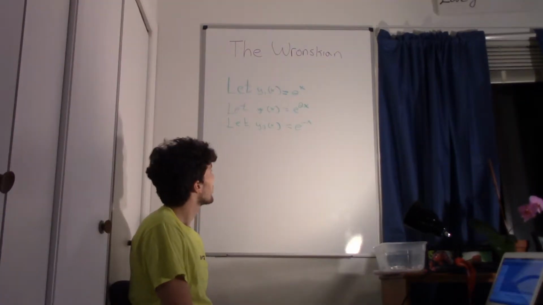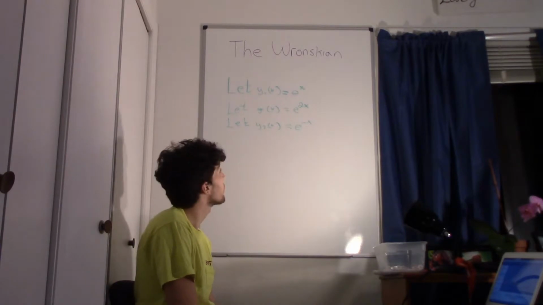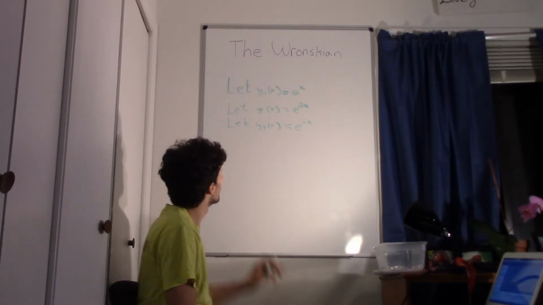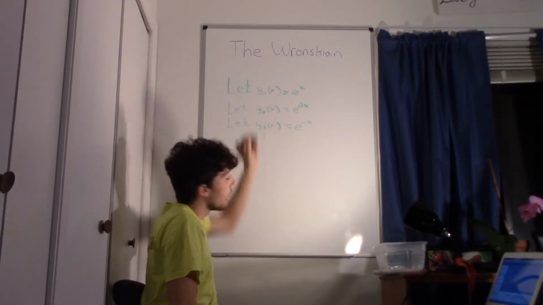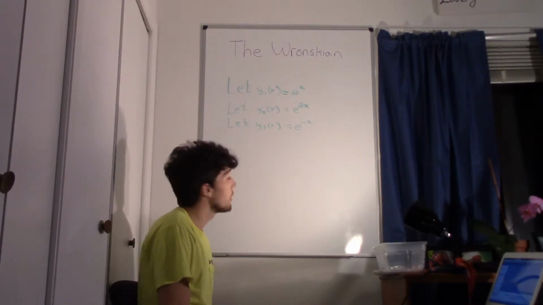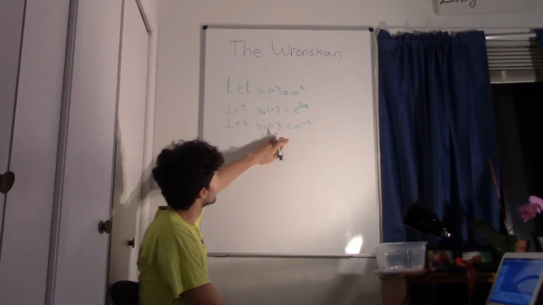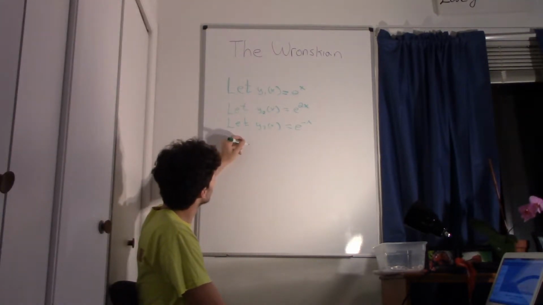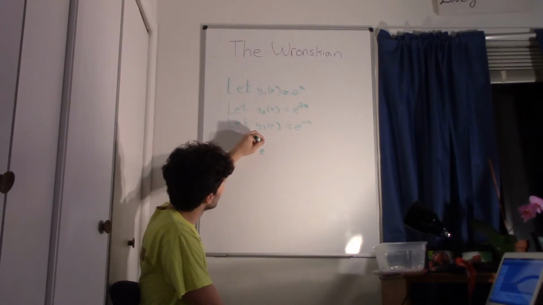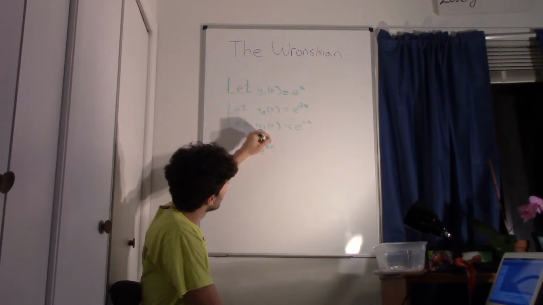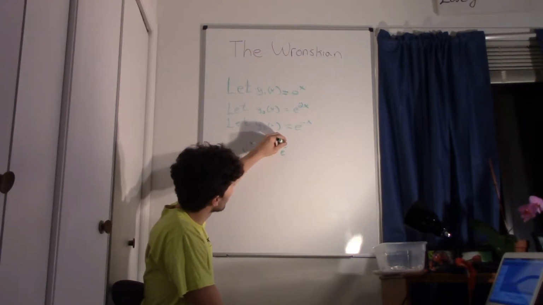In this second example, we now have 3 functions. So when we set up our Wronskian, our matrix is going to contain 3 functions, one for each column, right? Now it's going to be e to the x as the first column, e to the 2x, and e to the negative x.